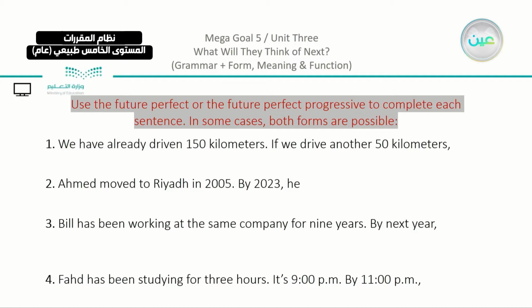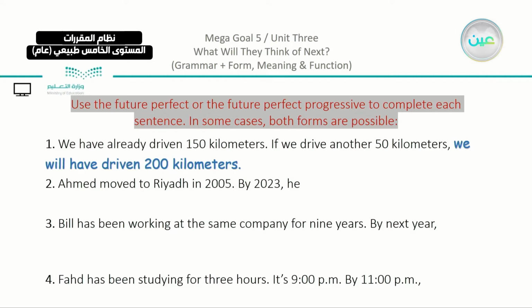Now, for example, we have the first one. We have already driven 150 kilometers. If we drive another 50 kilometers, what's going to happen? We're going to apply, first of all, the future perfect, and you are going to decide, can you use both or not? So the first one, there's no mention of time, which means that I'm going to just use the future perfect simple. We have here, we will have driven 200 kilometers.